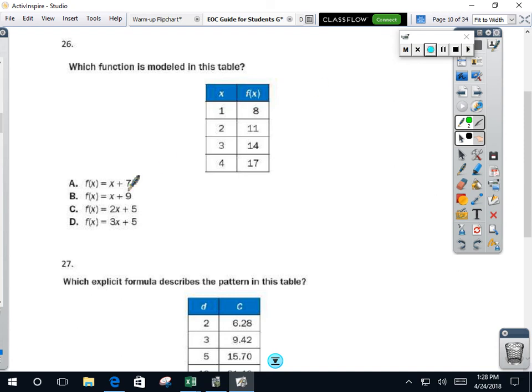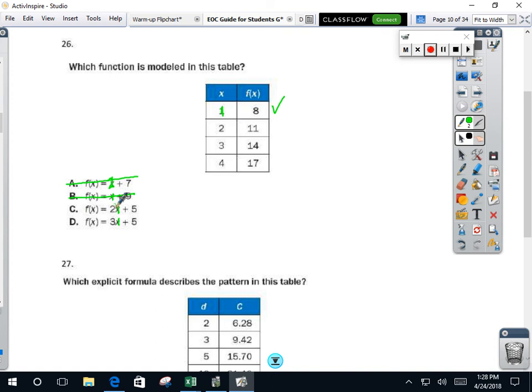Okay, so she's saying every time there's an x, she replaced it with an x value of 1. Okay, 1 plus 7 is 8. So far A is working. So now you would need to try the next x value, which is 2. What's 2 plus 7? 9, but we were looking for 11. So that rules out A. Then you would go to B. 1 plus 9 is 10. Well, we need the 1 to make an 8, so B's out.